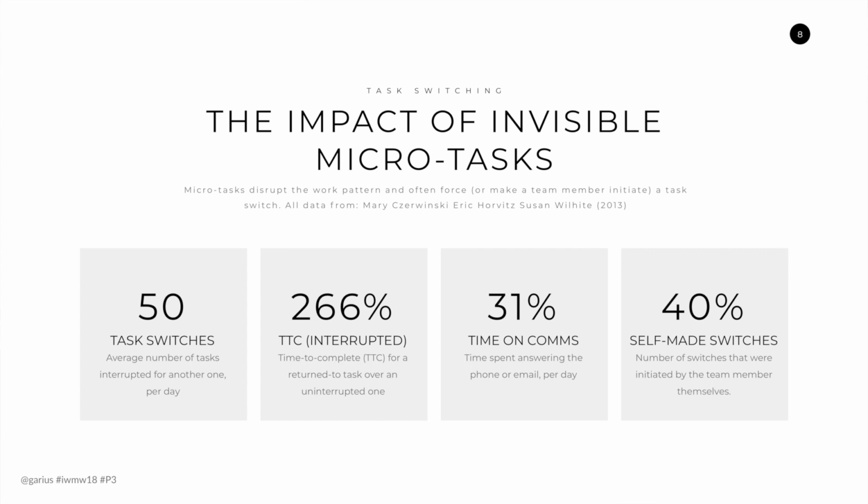The time to complete a task that someone switched from and then went back to, so 100% in this metric is the amount of time that task would have taken if they hadn't been interrupted, the amount of time it took them to complete that task, excluding the time that they went off and did the other thing for. The cumulative time of completion for a task interrupted by a task switch was 266%. So it took more than double the time to do a task that you had been interrupted to do.